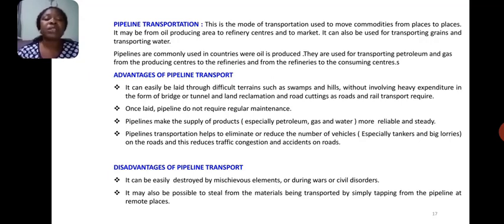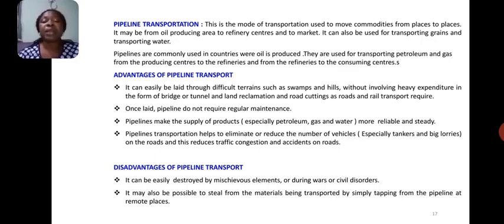2. Once laid, pipelines do not require regular maintenance. 3. Pipelines make the supply of products, especially petroleum, gas, and water, more reliable and steady. 4. Pipeline transportation helps to eliminate or reduce the number of vehicles, especially tankers and big lorries, on the road, and this reduces traffic congestion and accidents on roads.